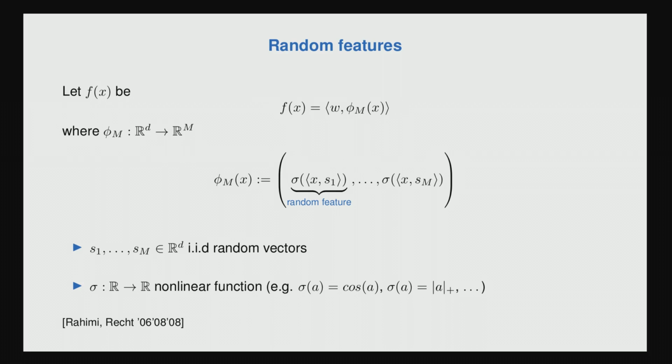Each one of these random features is going to be the inner product between the point x and a random vector s_i, with i going from 1 to m, and then the result is used as input to any nonlinear function sigma. The s_1 to s_m are random vectors that you can choose as you want, and sigma is a nonlinear function that you can also choose as you want. This can be a cosine function, a ReLU function, or whatever.